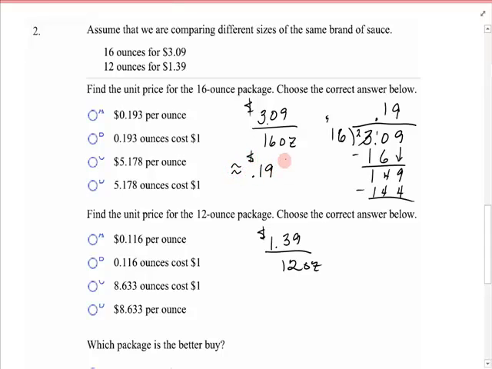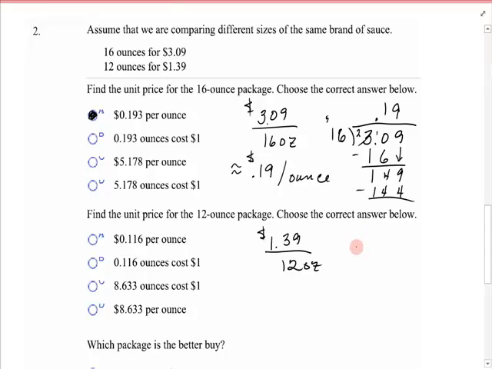19 cents per ounce. So if I look here, they went out one more decimal place than I did. So here it is. This is the 19 cents and a little bit more per ounce. So it's choice A.